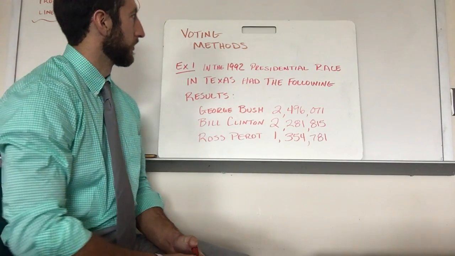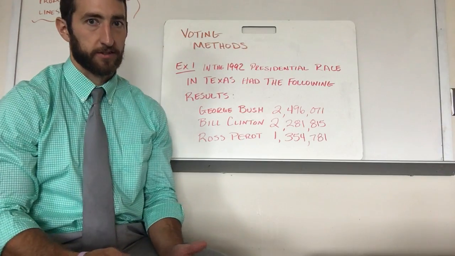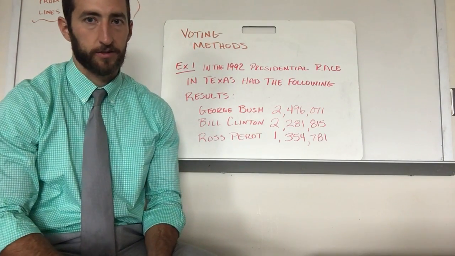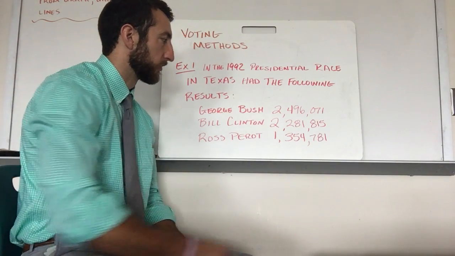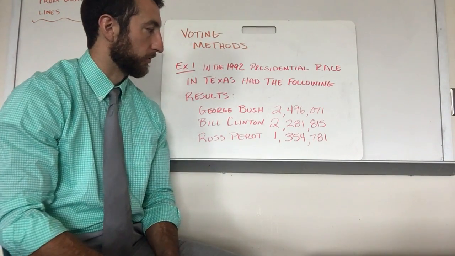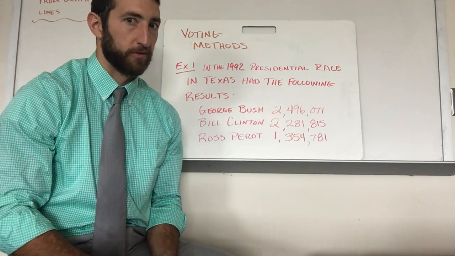The first one is, in 1992 we had the presidential race in Texas that had the following results. George Bush won 2,496,771 votes, Bill Clinton 2,281,815, and Ross Perot won 1,354,781. So with plurality, we just pick whoever has the most votes.